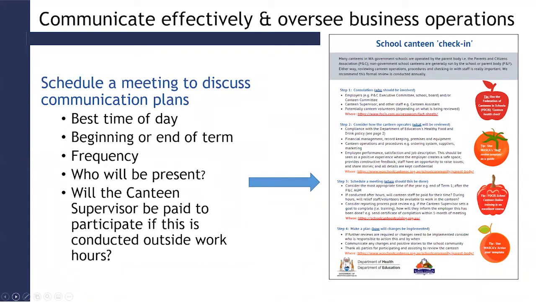So step 3, if you're going to still use the scenario about the communication plan, is to discuss how this can be done. So working out what's the best time of the day. Going back to step 1, remember the people that should be involved in this process. If it's just the canteen subcommittee perhaps and the canteen supervisor, and in this situation, let's just say it's those 2 groups that will be involved.